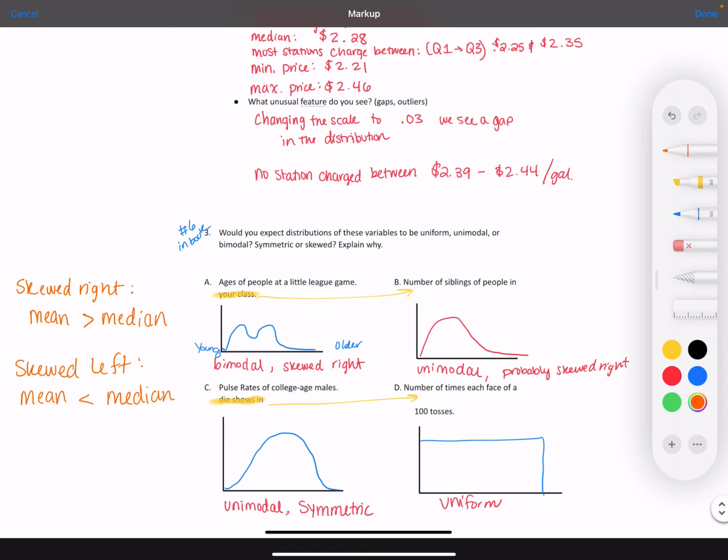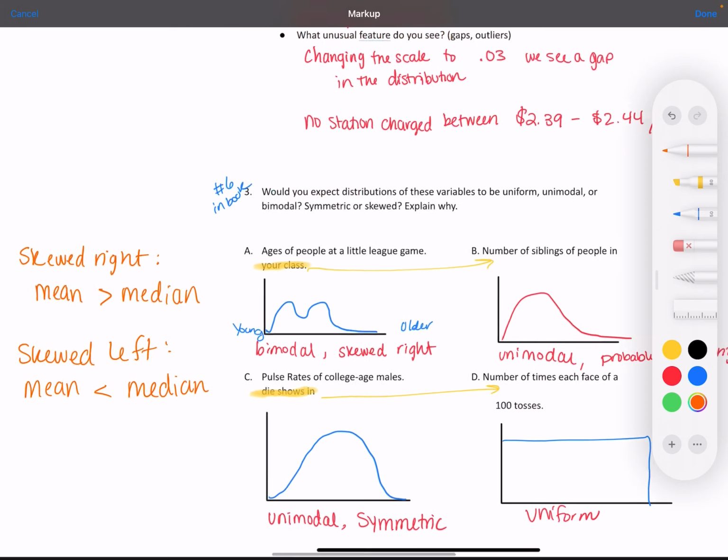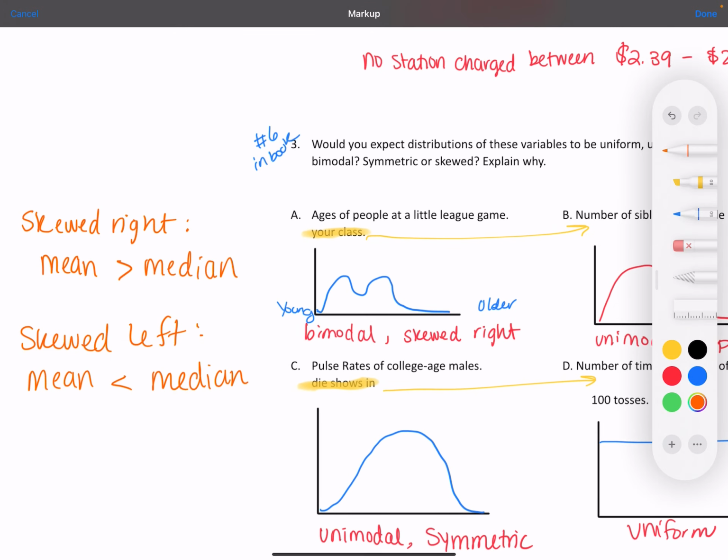This I understand, but if I'm doing one of the questions, like say letter B, how do I know if it's supposed to be skewed to the right versus the left? Because most people have fewer siblings than more. The way a graph goes, it's gonna go 1, 2, 3, 4. Most people are gonna have like 2 or 3. Most people are not gonna have like 10. So it's gonna be lower, it's gonna go right.